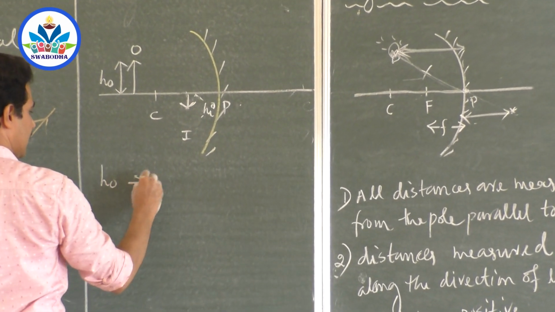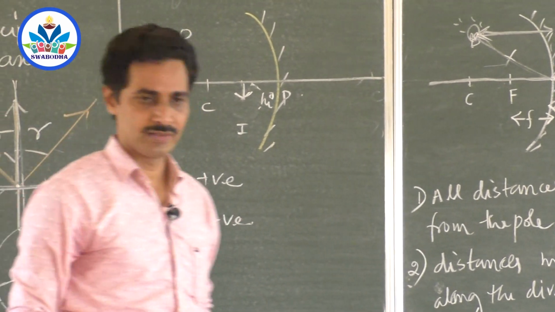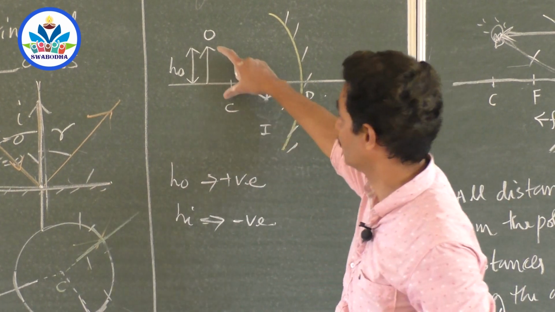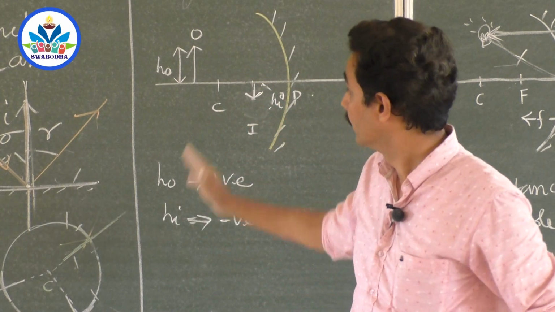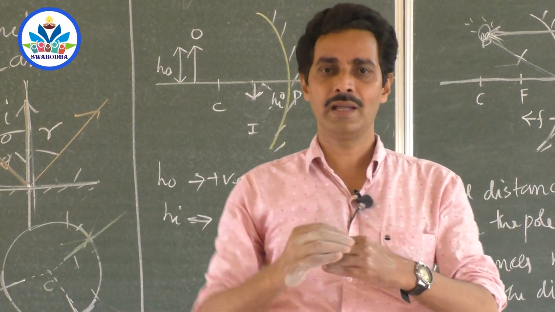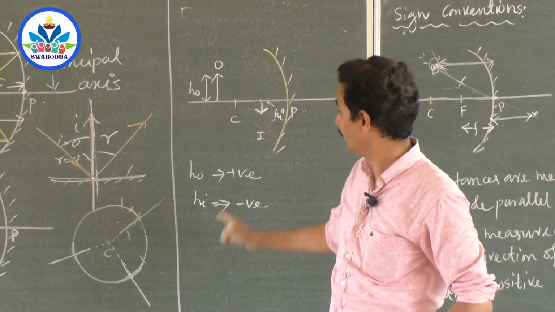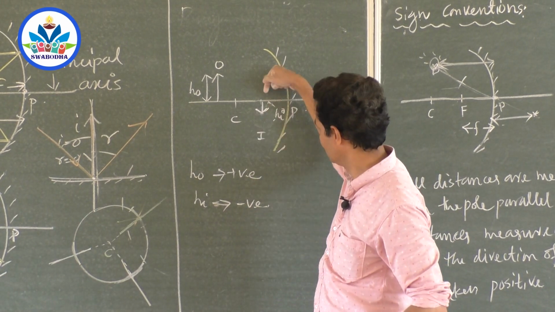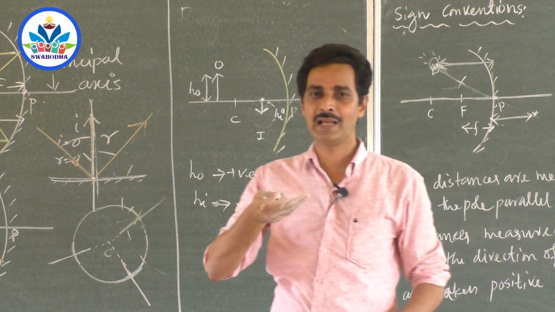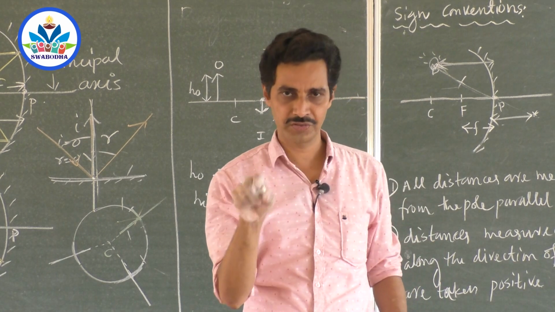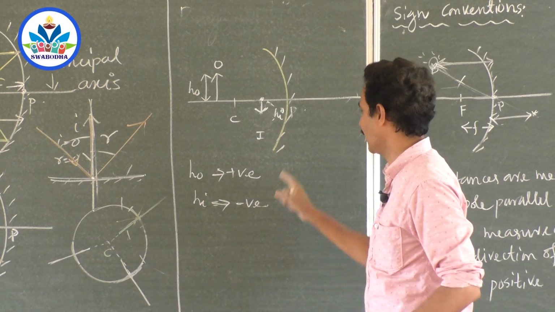Height of the object is taken positive, height of the image is taken negative. Why? All the heights, vertical heights, should be vertically measured. All the vertical heights above the principal axis, it is the y-axis, remember, are taken positive, and all the vertical heights below the principal axis, minus y-axis, are taken negative. The height of the image is below, because you have to start from the principal axis. So heights measured above the principal axis, along plus y-axis, are taken positive, and heights measured below the principal axis, along minus y-axis, are taken negative.